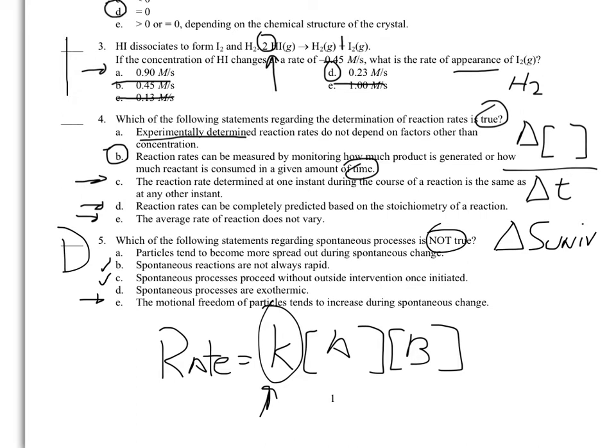The last one, E, the motional freedom of particles tends to increase during spontaneous change. That is a rewording of A. More spread out, more motional. So they either get faster or they get farther apart. More translational, rotational, vibrational motion. And so we have the first 5.